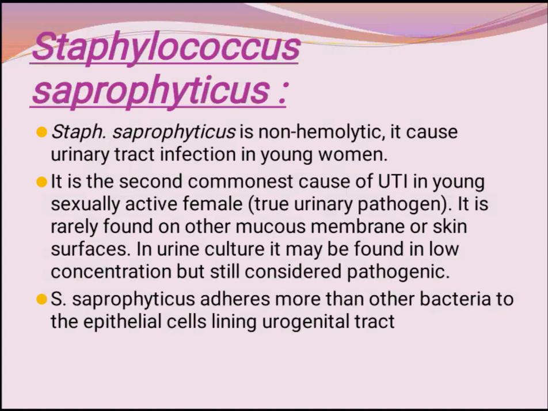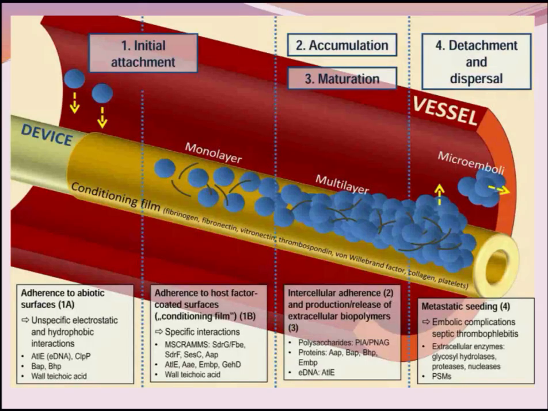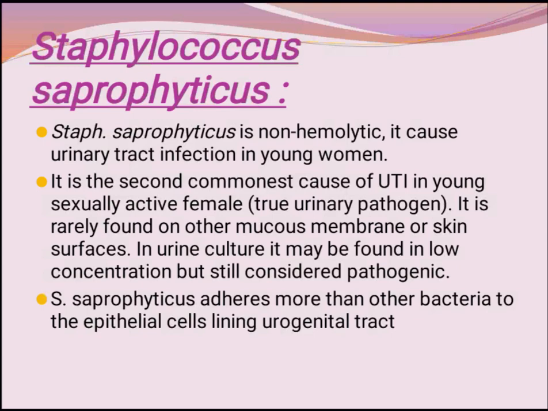So it's a true urinary pathogen, and it's rarely found on other mucous membrane or skin surfaces. In urine culture, it may be found in low concentrations, but still considered to be pathogenic. Staphylococcus saprophyticus adheres more than other bacteria to the epithelial cells lining the urogenital tract. It could be present in the urogenital tract, but rarely found in other areas.